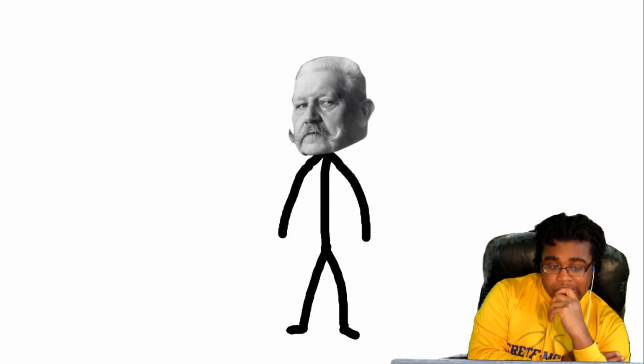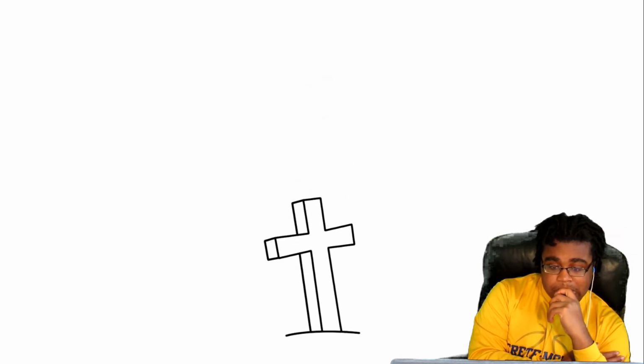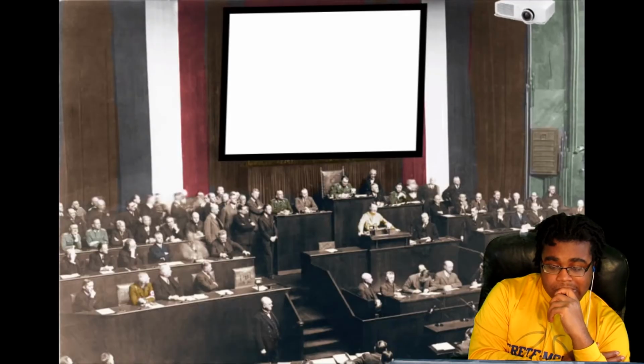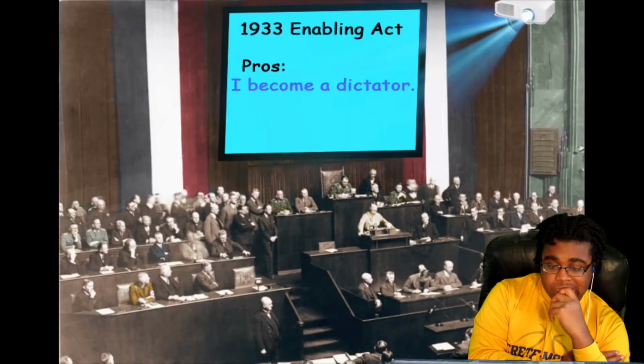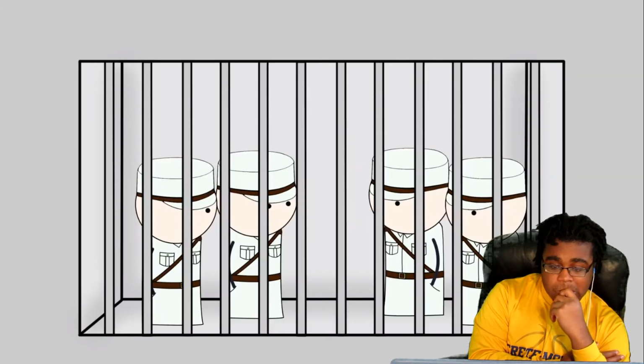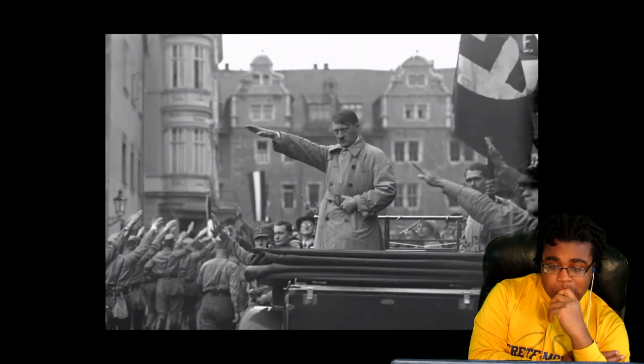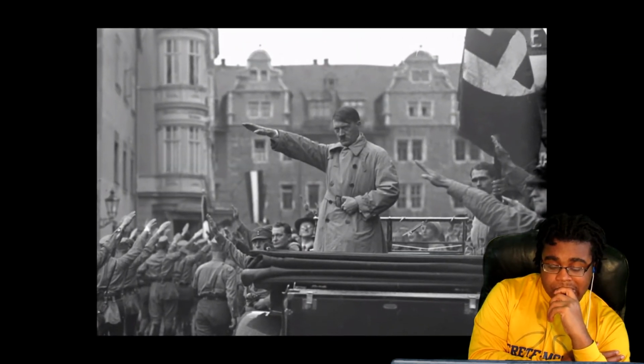At this time, the elderly President Hindenburg passed away, giving Hitler the perfect opportunity. He introduced a law to Parliament that would allow him to make all future laws and decisions entirely on his own. With his political opponents imprisoned and the SA intimidating others, Hitler's law passed. Just 2 months after becoming Chancellor, Hitler was now a dictator.